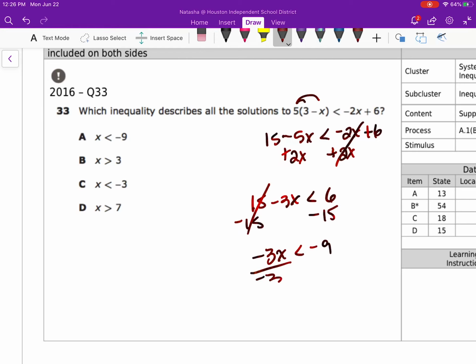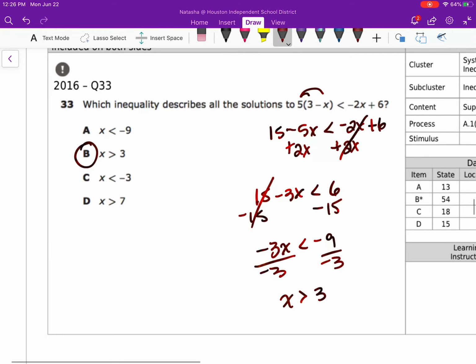We're going to divide by a negative 3. We're dividing by a negative number, so our inequality is going to flip. So that's going to become x is greater than 3. So that gives us our answer choice B. And a negative divided by a negative is a positive.